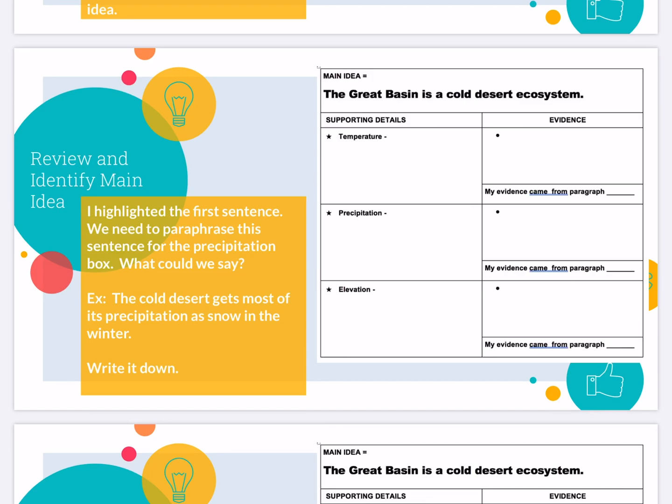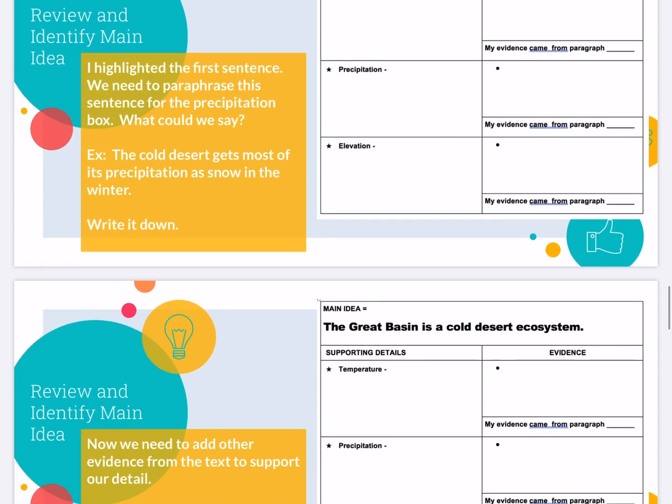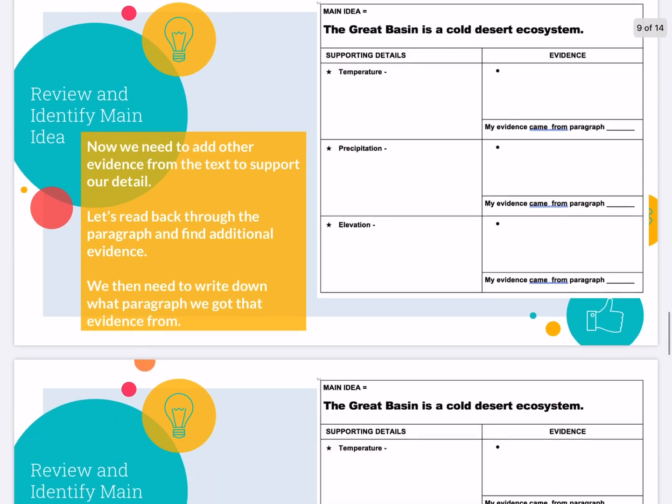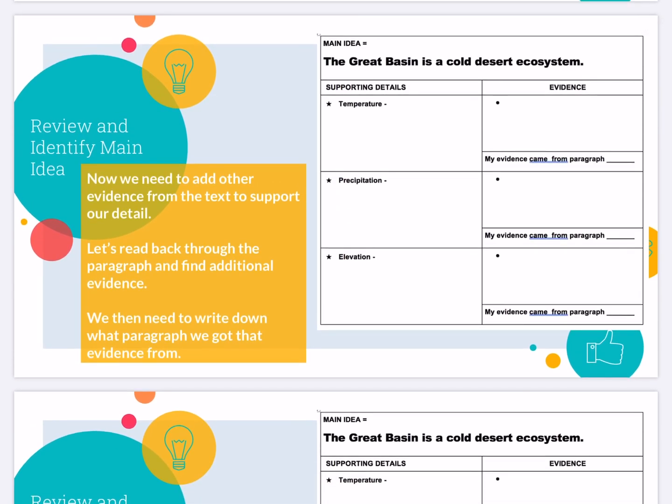Remember that when you write down your supporting details, you need to put it into your star box. And then to prove it, you would have your evidence over on the right-hand side in that second box as well. And you would put that your evidence came from paragraph number 2. So paragraph number 2 is where we found our part about precipitation. And that was what we just barely did right here.